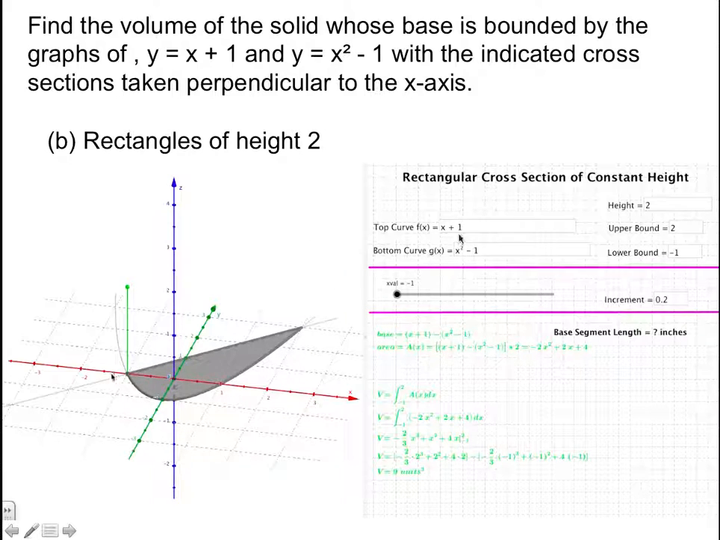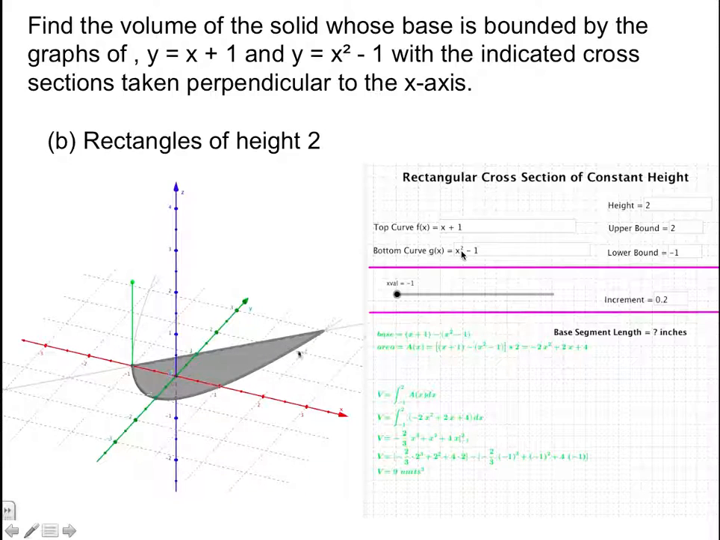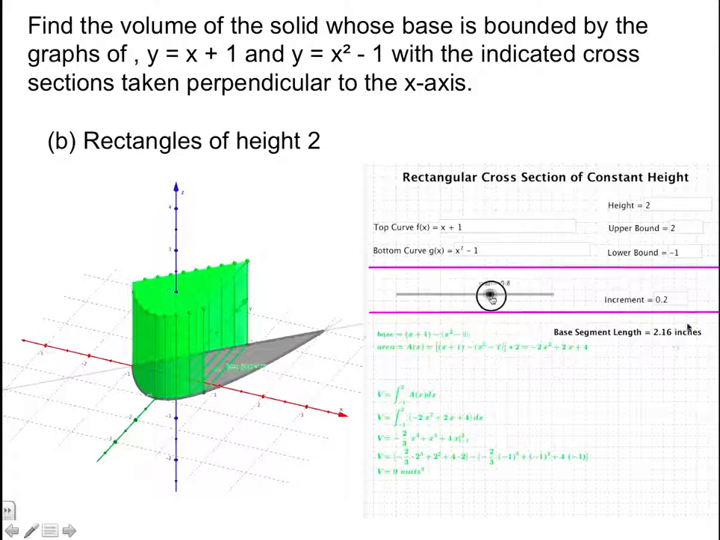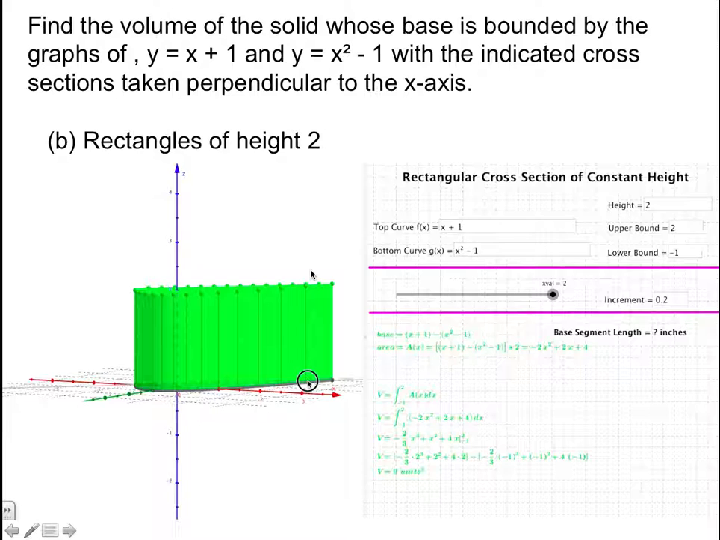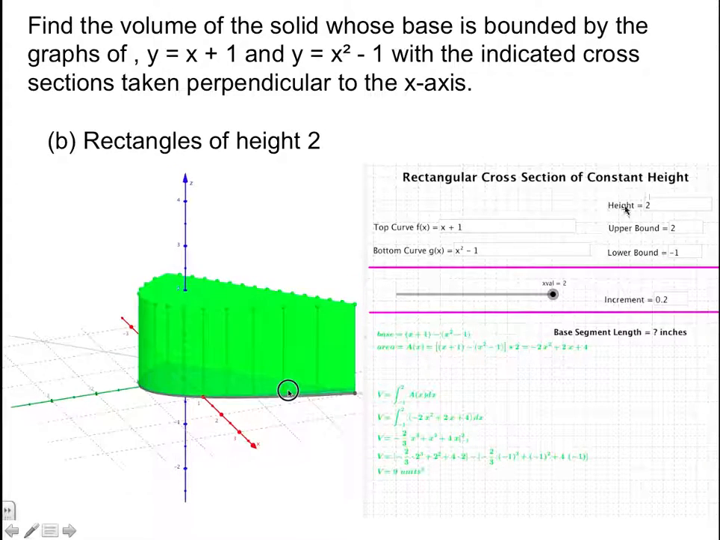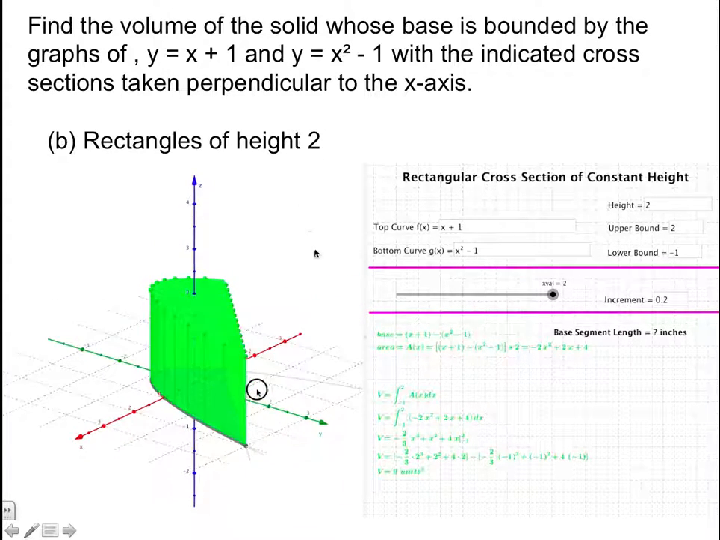Again having the top curve x plus 1, the bottom curve x squared minus 1, and I have a rectangle here of height 2. So here's the rectangle of height 2. And notice as we build rectangles across the top, since my height is constant, we end up building this prism sort of shape with a flat top. And so the height of that is constant at 2.